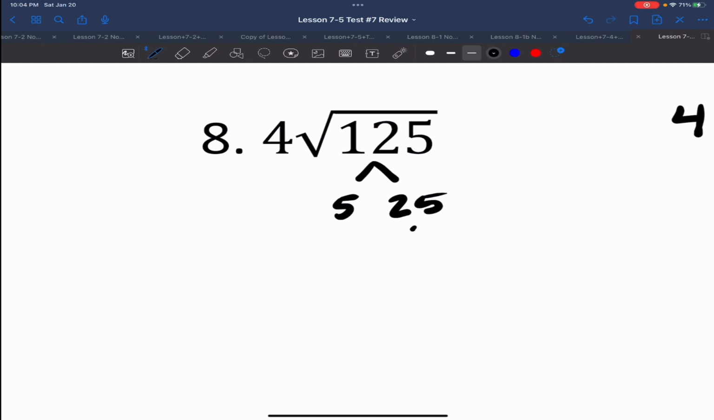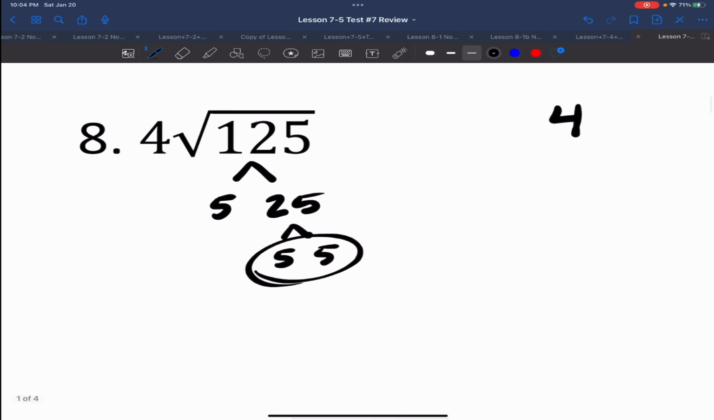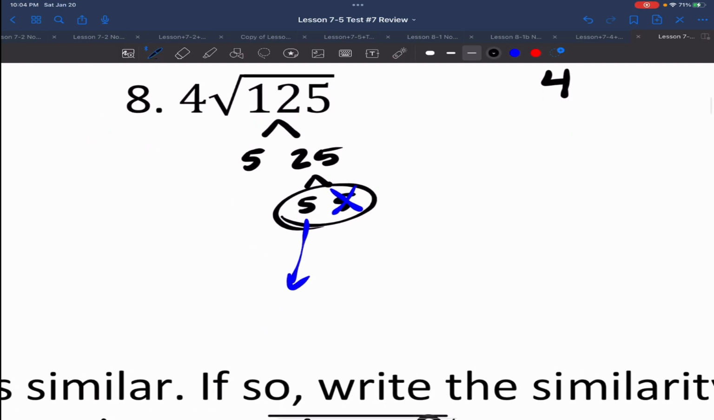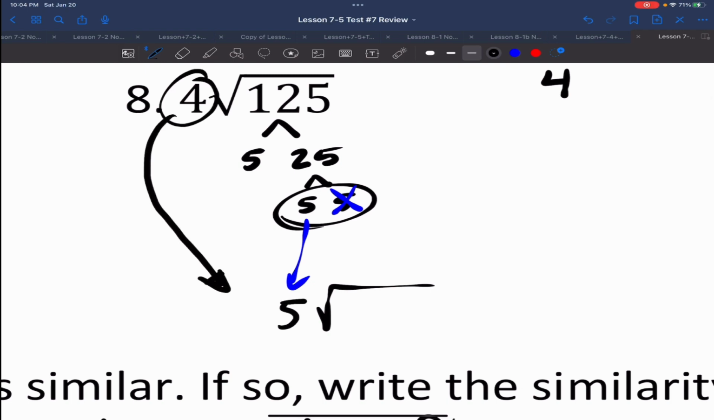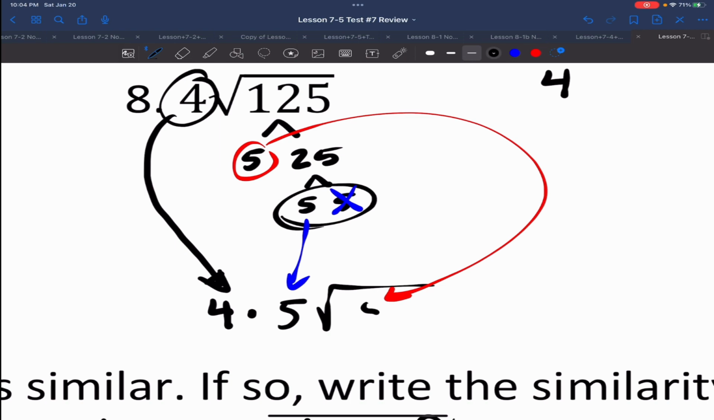So break down the 25 here. That's 5 and 5. Circle it because those two numbers are the same. So this goes away, and this 5 is now going to go outside of the square root, and this 4 needs to be with that 5. And where does this 5 go? It goes right here. So 20 root 5.